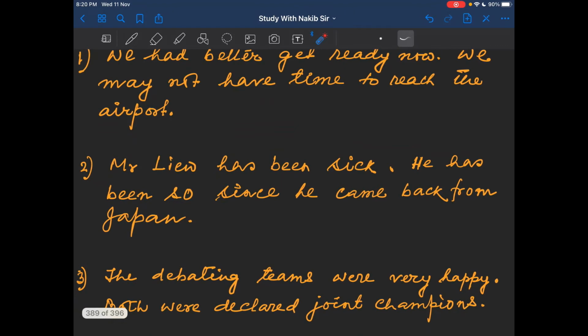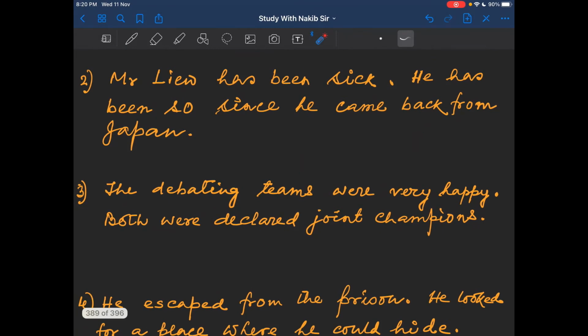Now the second question. Mr. Liu has been sick. He has been so since he came back from Japan. And the third question. The debating teams were very happy. Both were declared joint champions.